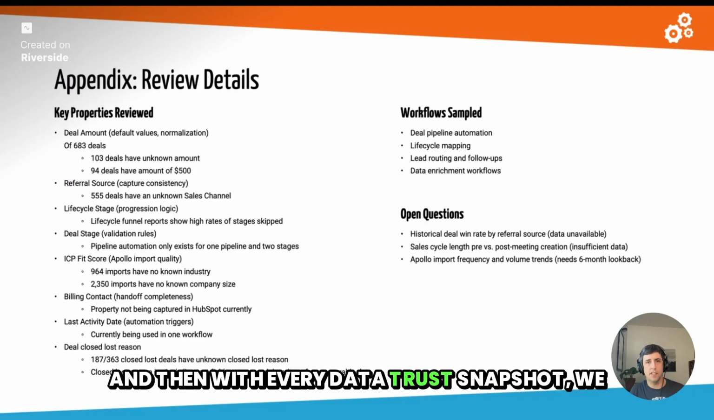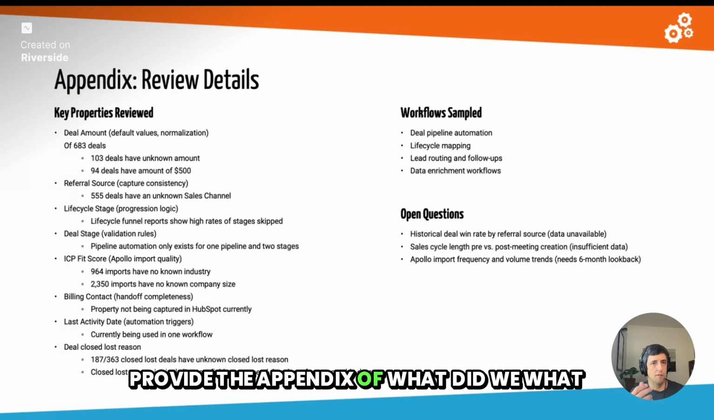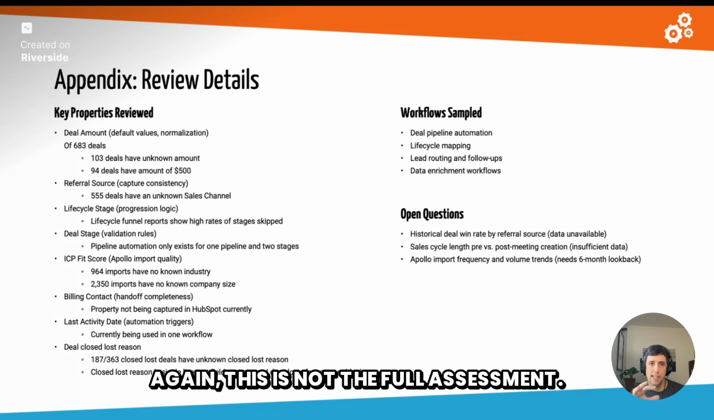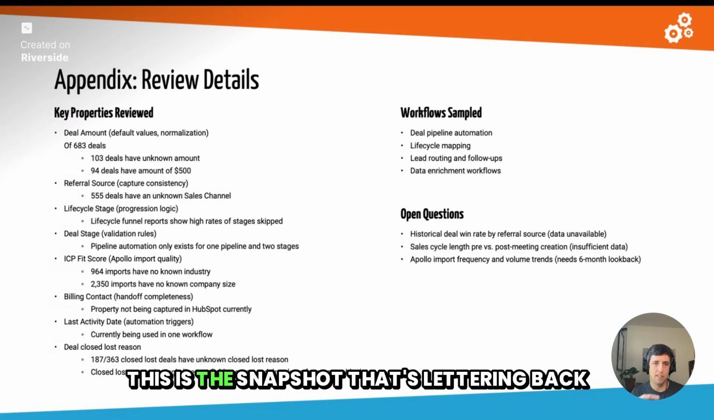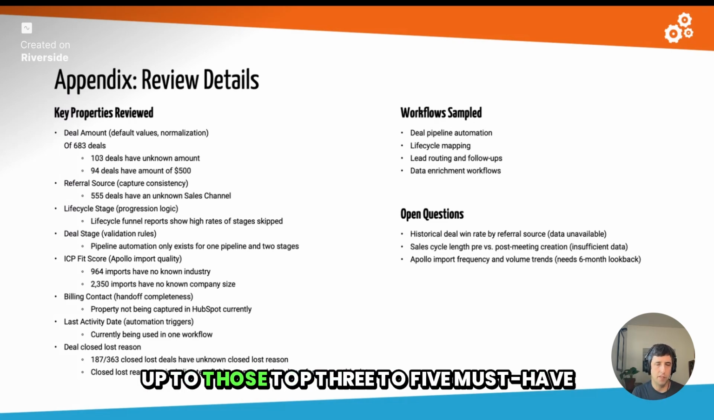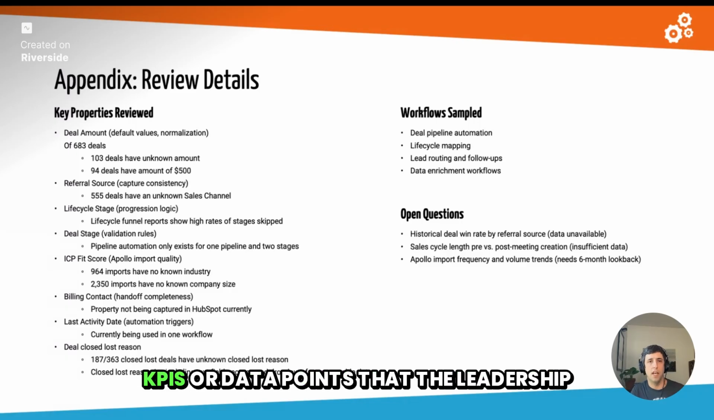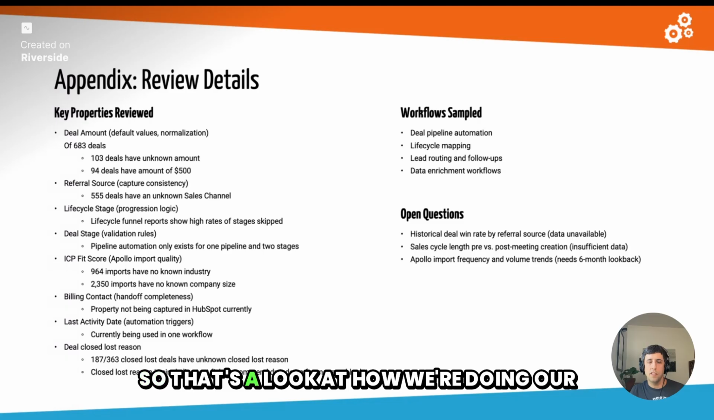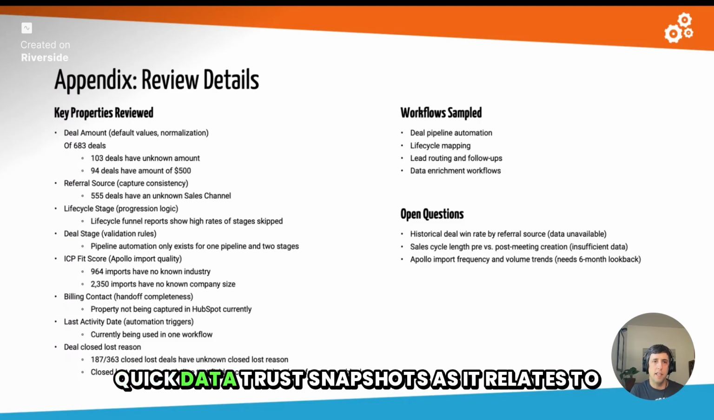And then with every data trust snapshot, we provide the appendix of what did we look at. Again, this is not the full assessment. This is the snapshot. This lettering back up to those top 3 to 5 must-have KPIs or data points that the leadership needs to rely on. So that's a look at how we're doing our quick data trust snapshots as it relates to data quality and AI readiness.